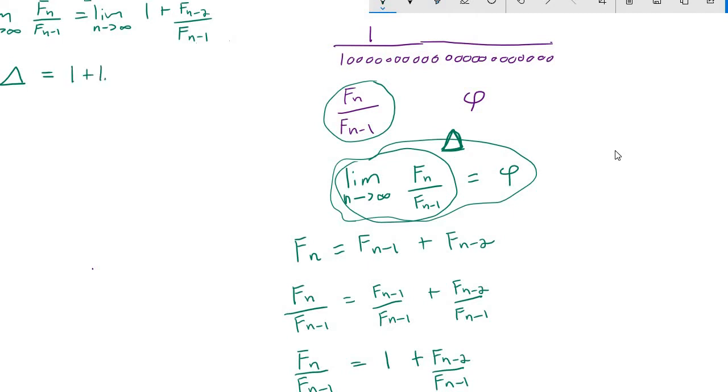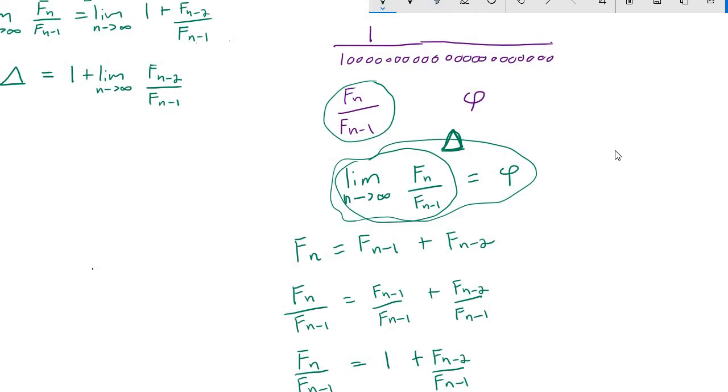So again, maybe that seems like a reasonable thing to you, maybe it doesn't, but that is something that would be proved in, say, a first-year analysis course. So maybe I'll make a video about formal limits later on. So now what I get is the limit of f_{n-2} over f_{n-1}.